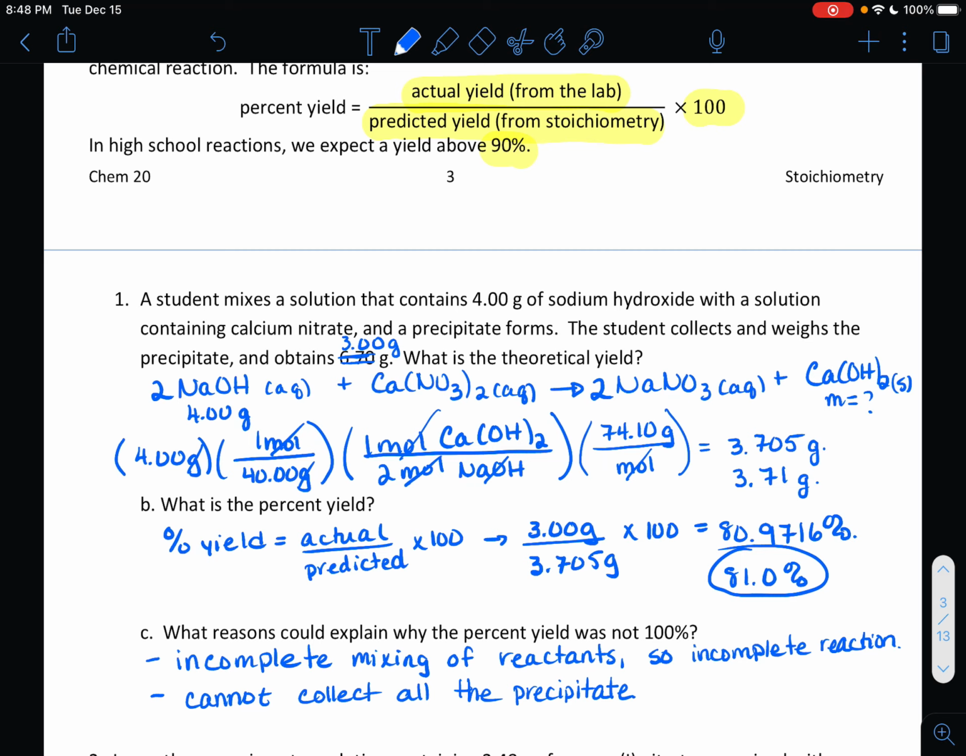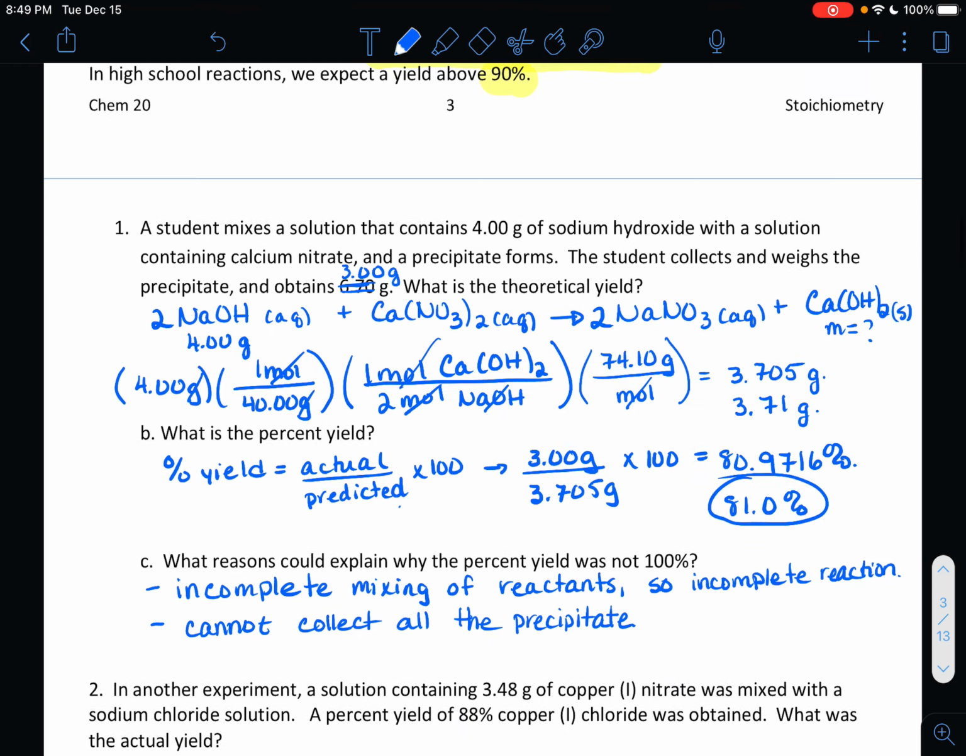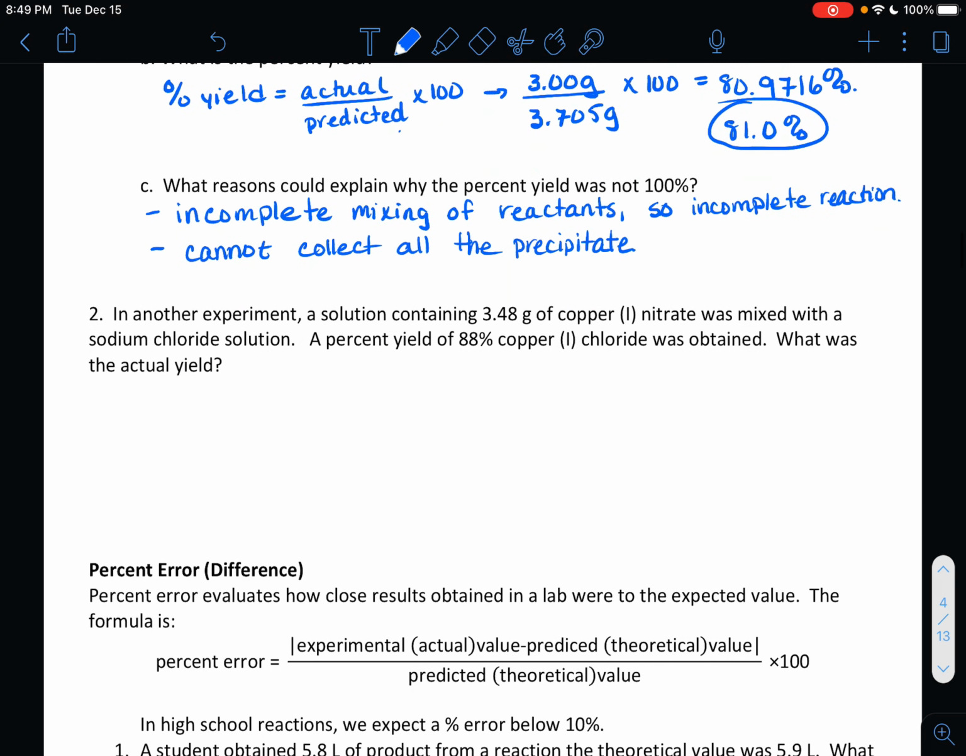All right, so I hope that kind of makes sense how to set it up. Again, it's always what you actually got in the lab over what was predicted, so what you calculated the yield should be, and then multiply that by 100 to get the percent yield.